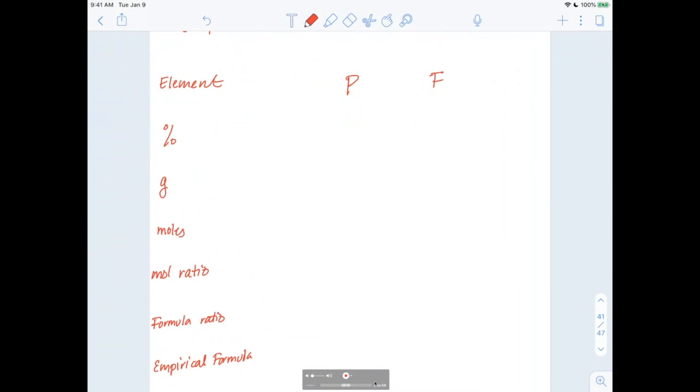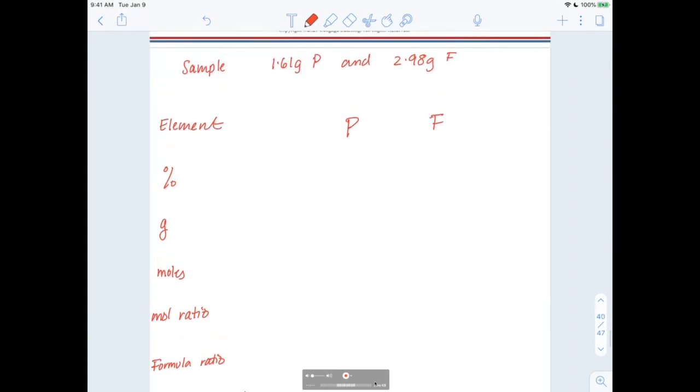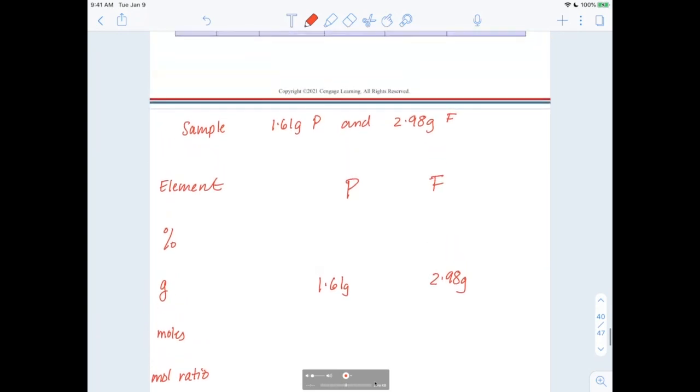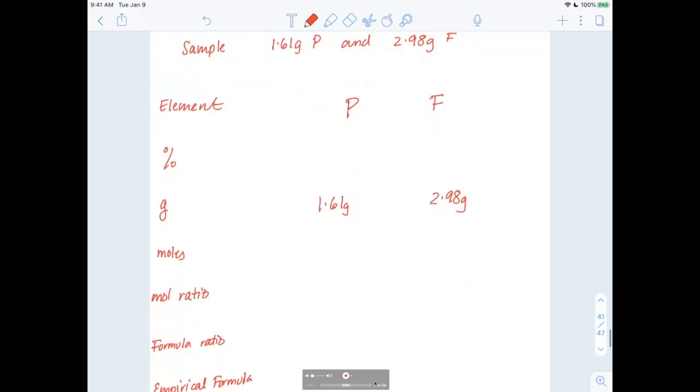Okay, so usually this is the order. And most questions, instead of giving you the grams, they give you the percent. If they give you the grams, you have to start from where the grams is. If they give a percent, start from where the percent is. In this case, they gave us the grams, so it's okay for us to skip over the percentage part. So I'll go straight to the grams and I'll write 1.61 and 2.98 grams. Because they didn't give me anything here, I'm going to leave it as is.